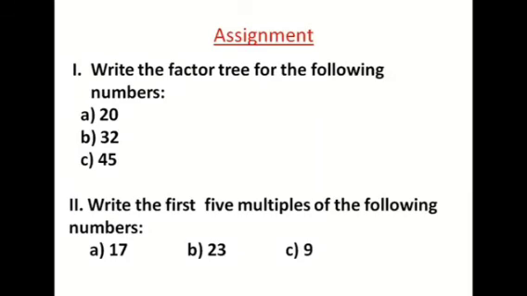Look at the assignment. First, write the factor tree for the following numbers: A 20, B 32, C 45. Today we have worked out so many sums on factor trees. I hope you all can do it. You take any two factors and carry on with your factor tree. Second, write the first 5 multiples of the following numbers. Take the number 17 and find out the first 5 multiples. I have worked out one sum like this. B is 23 and C is 9. Please try all those.